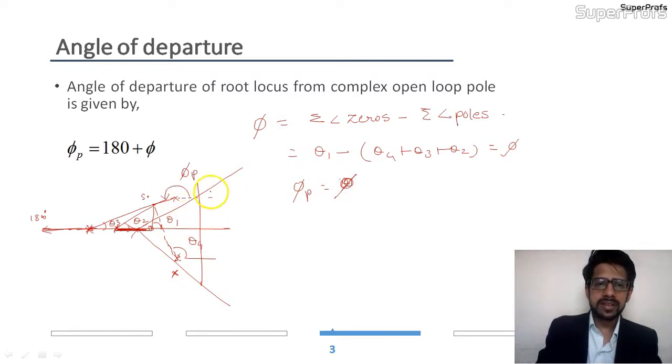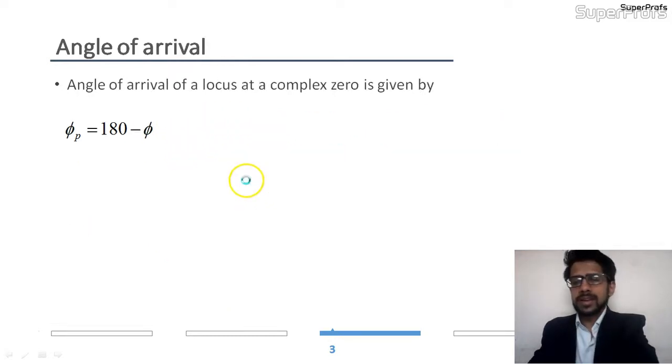Now if this is a 60-degree angle, so the asymptote is going at 60 degrees, so the angle of departure here will be around 50 degrees to the horizontal. So phi p will be around 50 degrees, so that at infinity this particular segment, the asymptote, and this particular root locus will meet. So this is how you calculate the angle of departure from the pole.